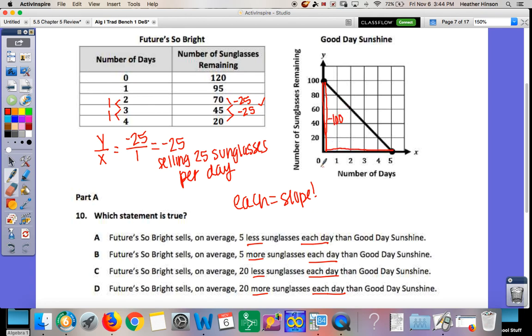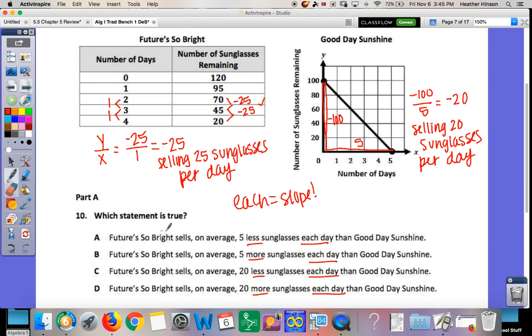And then 0 over to 5 is 5. So rise over run, negative 100 over 5, simplifies to negative 20. So again, this is the number of sunglasses remaining. So they are selling 20 sunglasses per day. That's why it's going down. Their stock is going down because they're selling sunglasses.